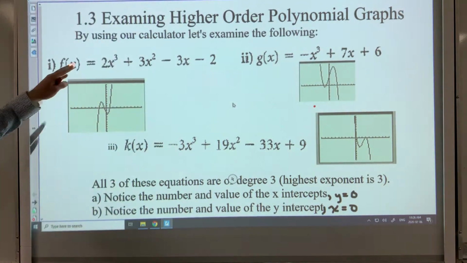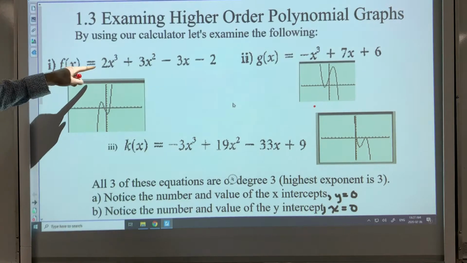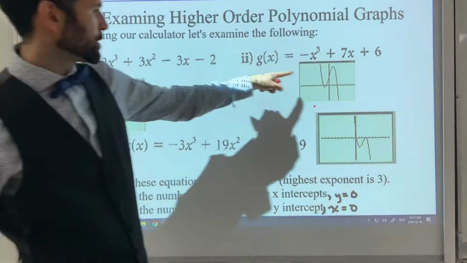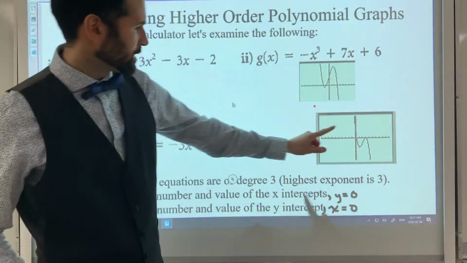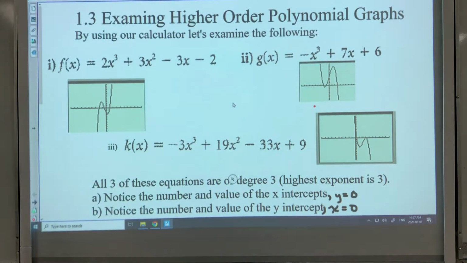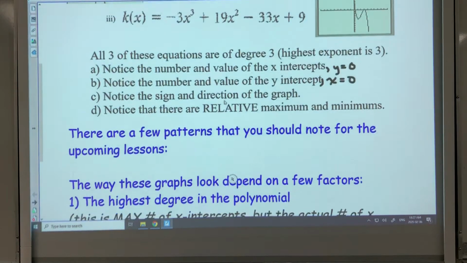So here's 3 graphs right now. This one is this one. Number 2 is right there. Number 3 is right there. Okay? So there's some writing down there. Let's take a look at what it says. I'll scroll down. So they're all degree 3.